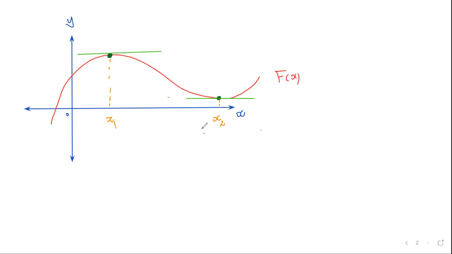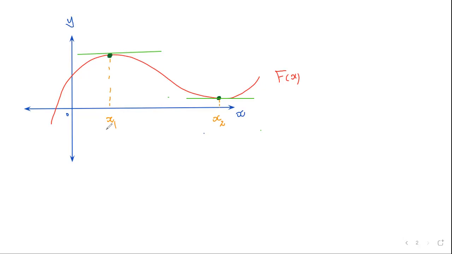Anybody can guess? What is the derivative of the function at these 2 points? Anybody can guess? Nobody wants to talk? Okay, I'm sure you know this. Let me just verbalize that on your behalf.